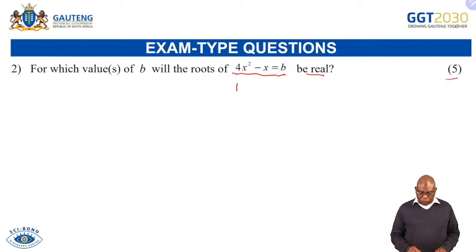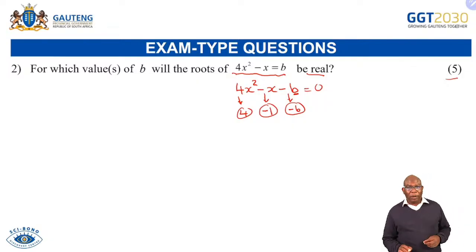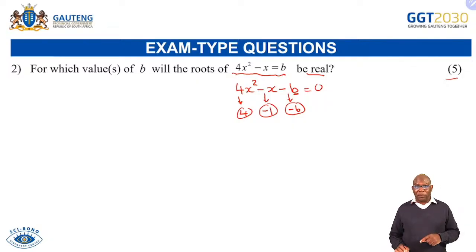So in standard form, it is going to be 4x squared minus x minus b equals 0. Then I know what my a, my b, and my c are. My a is 4, my b is minus 1, and then we have our c at minus b. Please don't confuse this b here with the b that is the coefficient. In this case, the b is a constant.